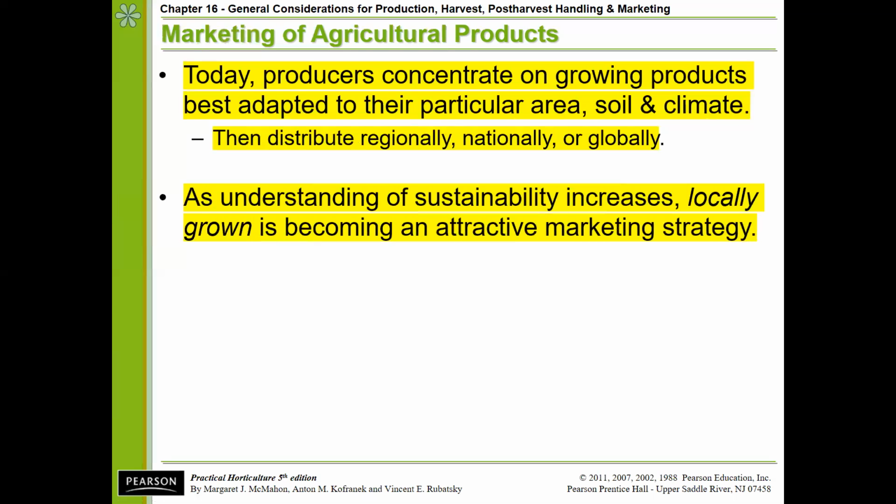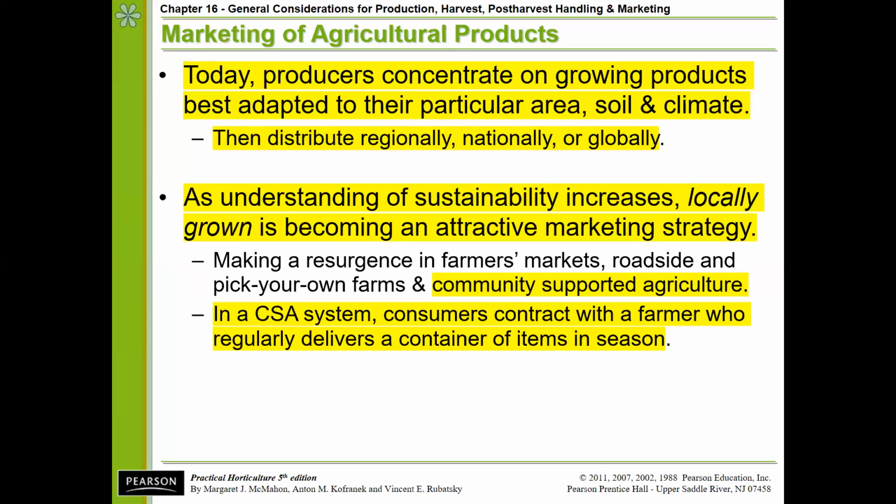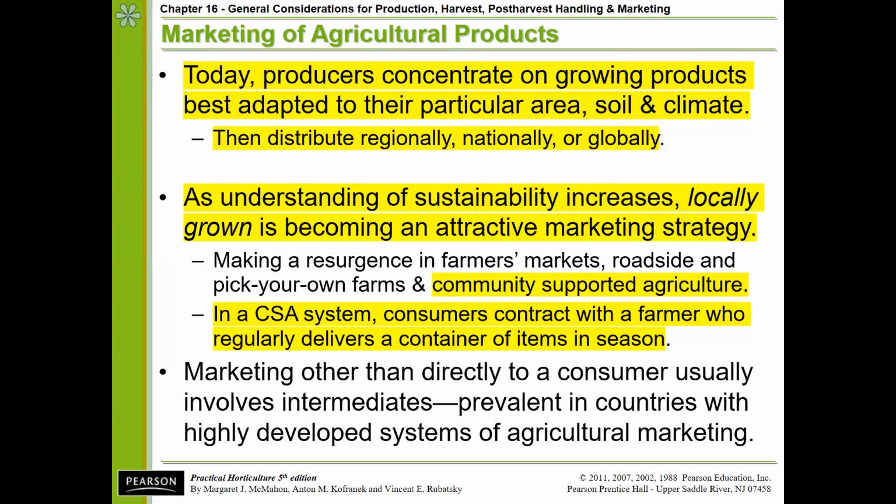Of course, as this understanding of sustainability increases, and really I think food security as well, the whole local grown trend has become this really attractive marketing strategy. And one way of doing this marketing, direct to consumer marketing, is community supported agriculture, a CSA system, usually where someone subscribes to a share of crops and you provide them with a box every week or so, whatever your subscription is based on. So CSAs are, I think, a unique method of marketing.